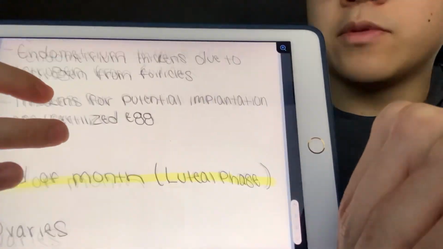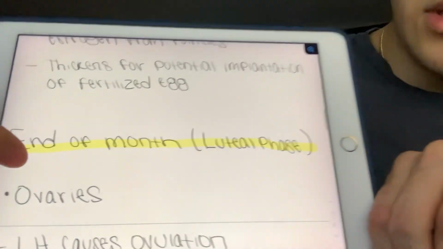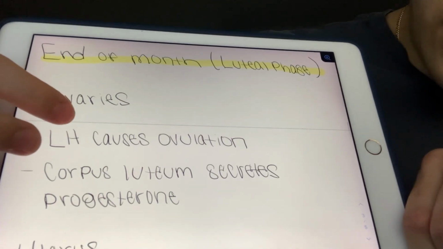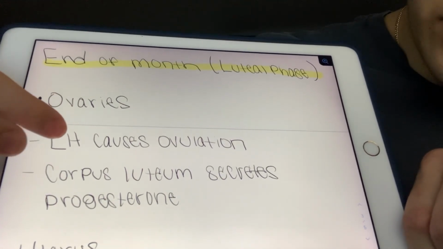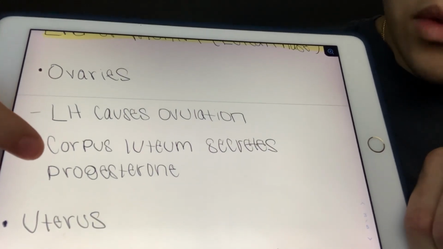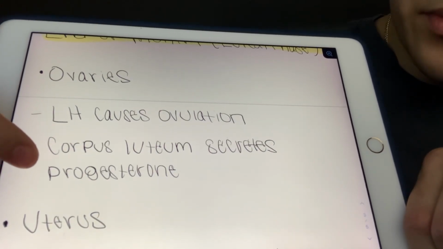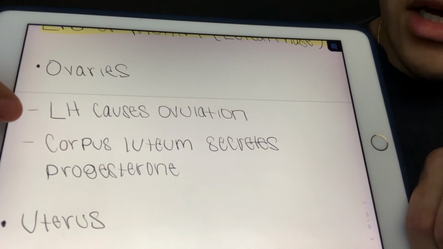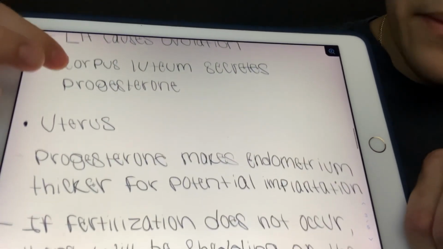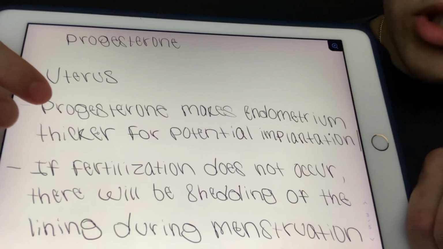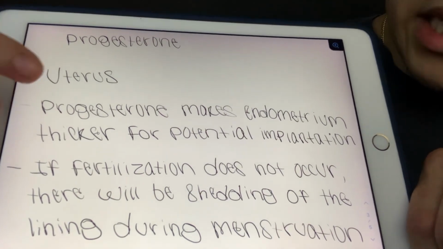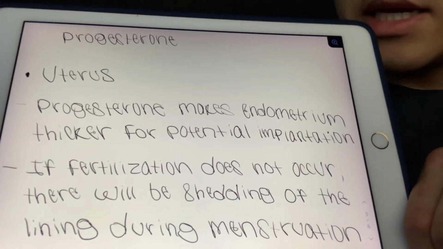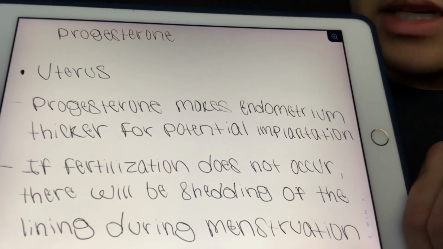And let's compare that with the end of the month, which is called the luteal phase. So in the luteal phase, in the ovaries, the LH will cause ovulation, and the corpus luteum will secrete progesterone in the ovaries. And this luteinizing hormone is released from the pituitary gland. And in the uterus, progesterone will make the endometrium thicken even more. And it will thicken even more for potential fertilization or the implantation of a fertilized egg.